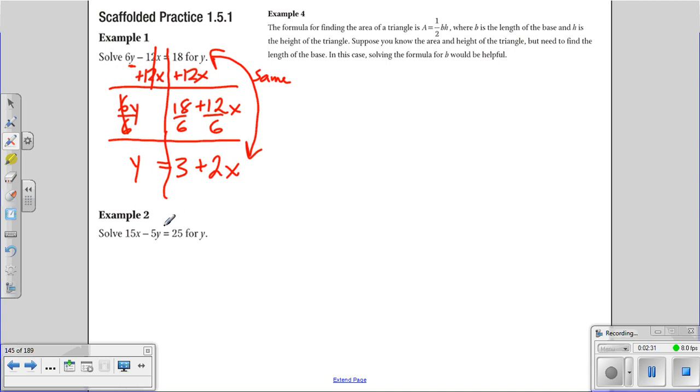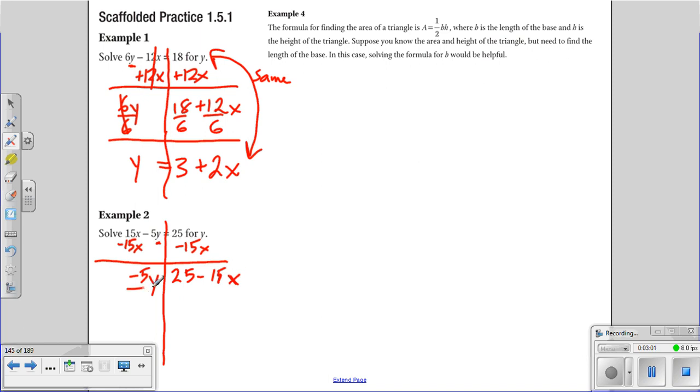I'm going to solve for y once again. So there's my division line, or my equal sign line. The first thing I'm going to do is move this term over here. I'm going to get y by itself. So I see a positive 15x. I'm going to subtract 15x. Do the exact opposite. Do it to both sides. We have negative 5y is equal to 25 minus 15x. Okay.